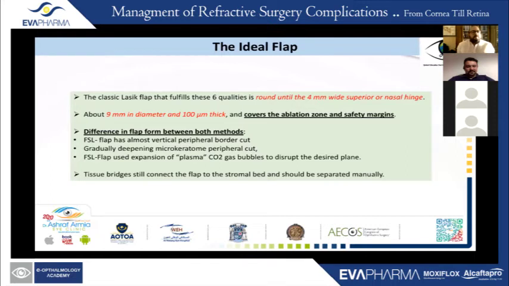The difference in the flap between both methods is that the femto laser flap has almost vertical peripheral cut borders, but in the microkeratome it's gradually deepening. And the tissue bridges still connect the flap to the stromal bed and should be separated manually. This is the ideal flap.